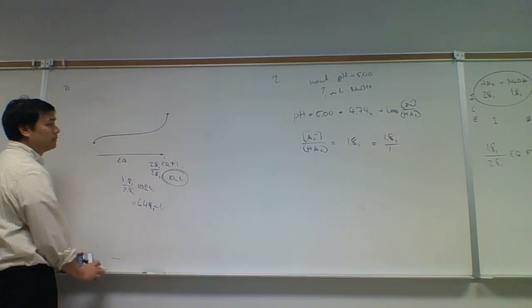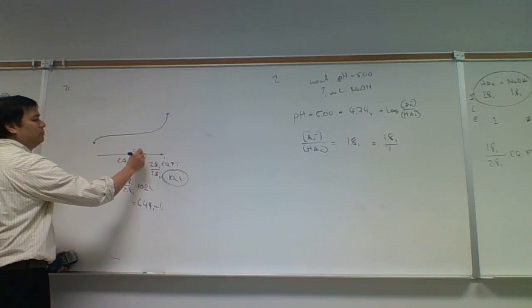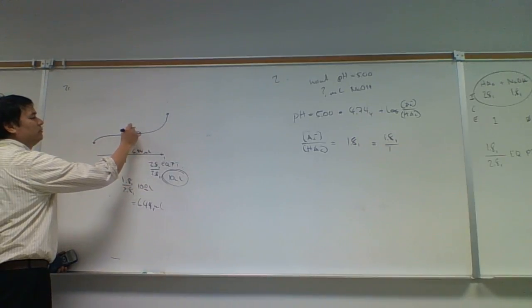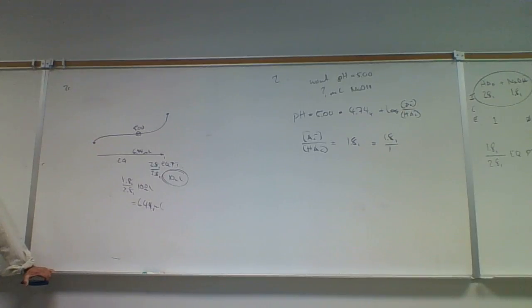At 6.441 milliliters, I should have a pH of 5.00. This is what we're doing. Otherwise you're going to be working with ice tables and doing it backward. You can't always work with ice tables, it just takes so much longer.